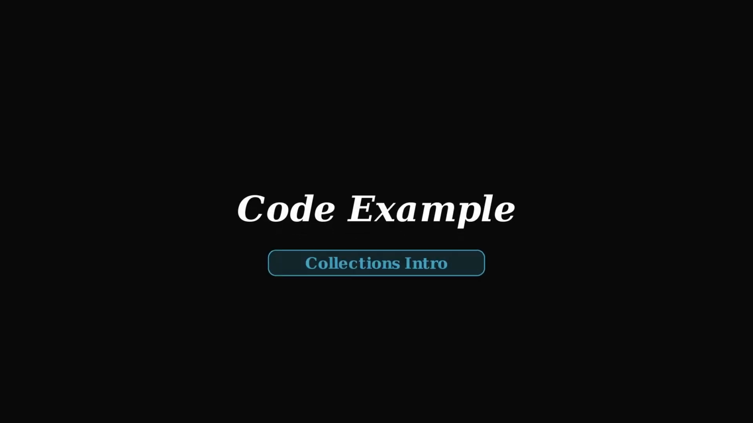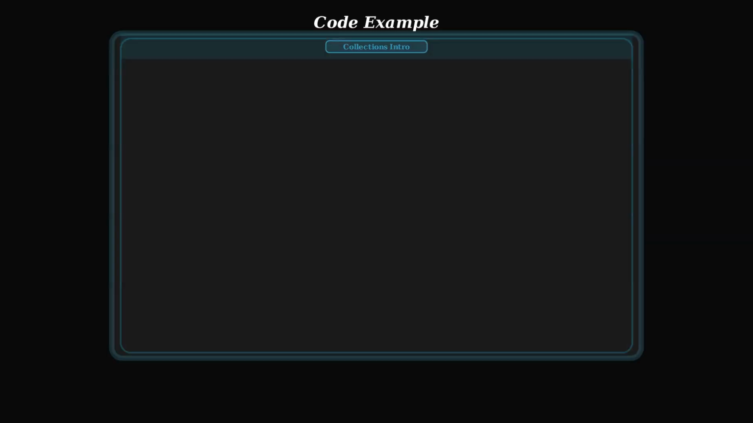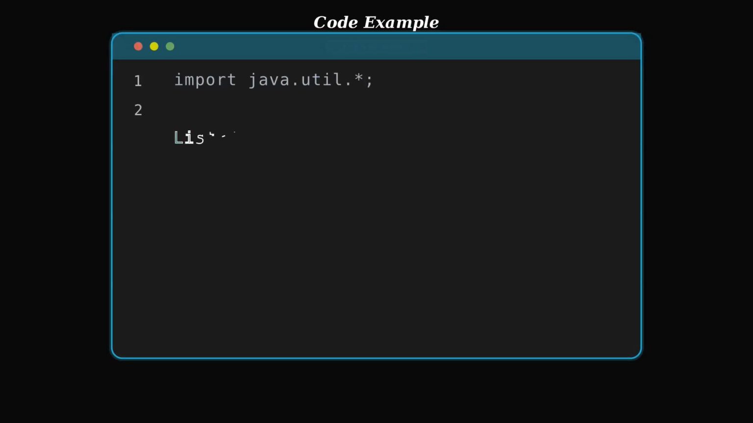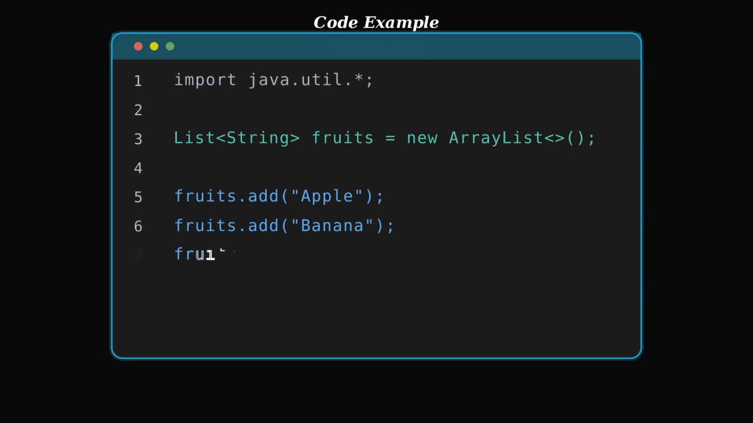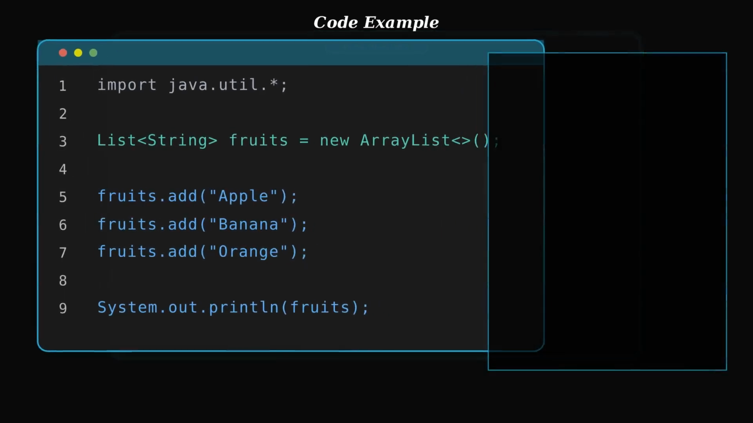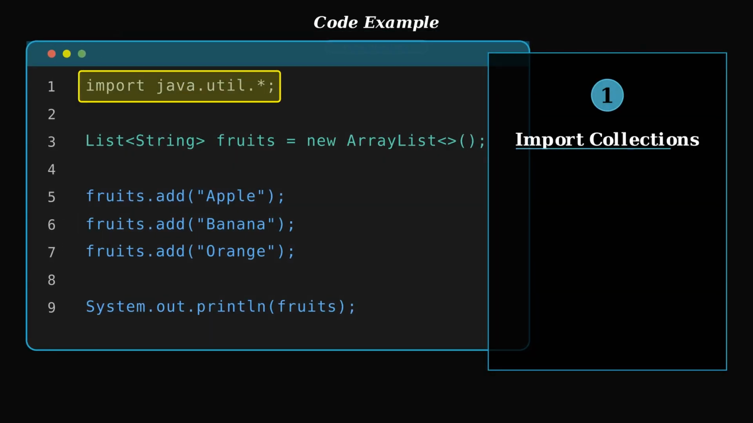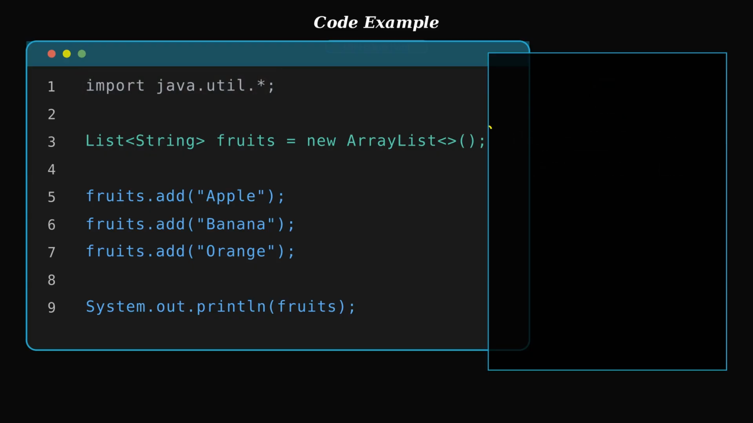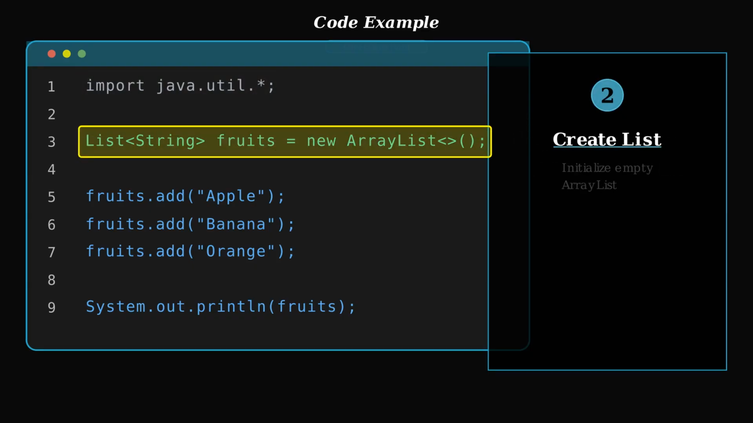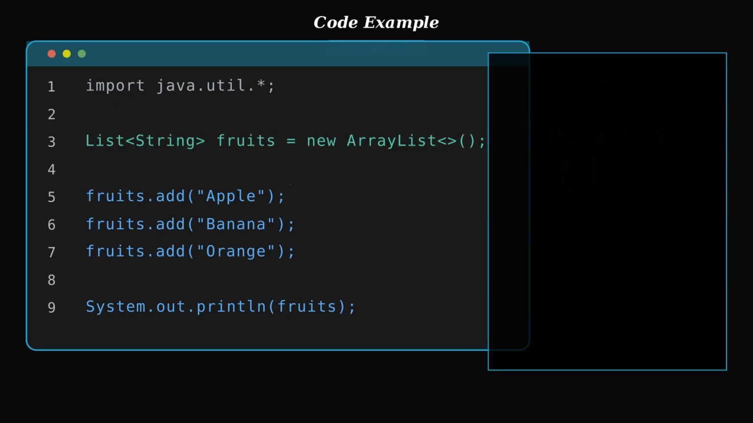Let's see how to implement Collections Intro in code. Here is the implementation. Import collections. Include Java util package. Create list. Initialize empty array list.